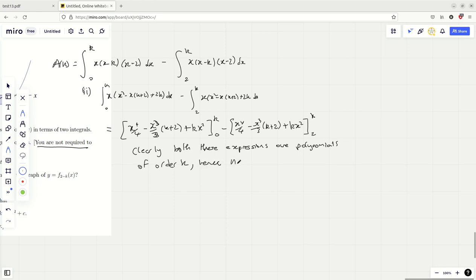Hence, the order of A of k, we can write down like that, kind of like the modulus. The order of A of k is less than or equal to 4. There we go. Is that good enough for them?